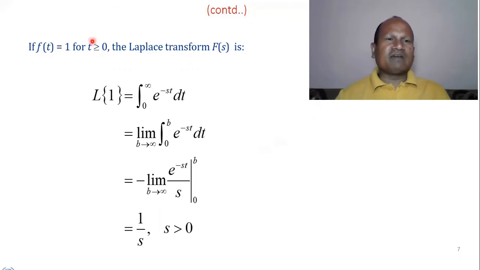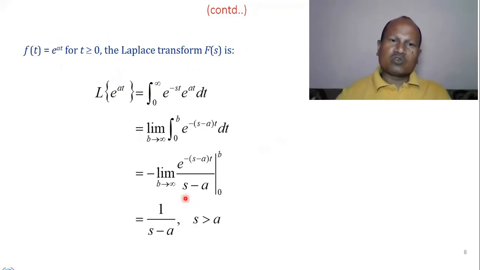Suppose the signal given is 1 for t greater than or equal to 0. So it becomes 1 upon s. If it is 2, it becomes 2 by s.